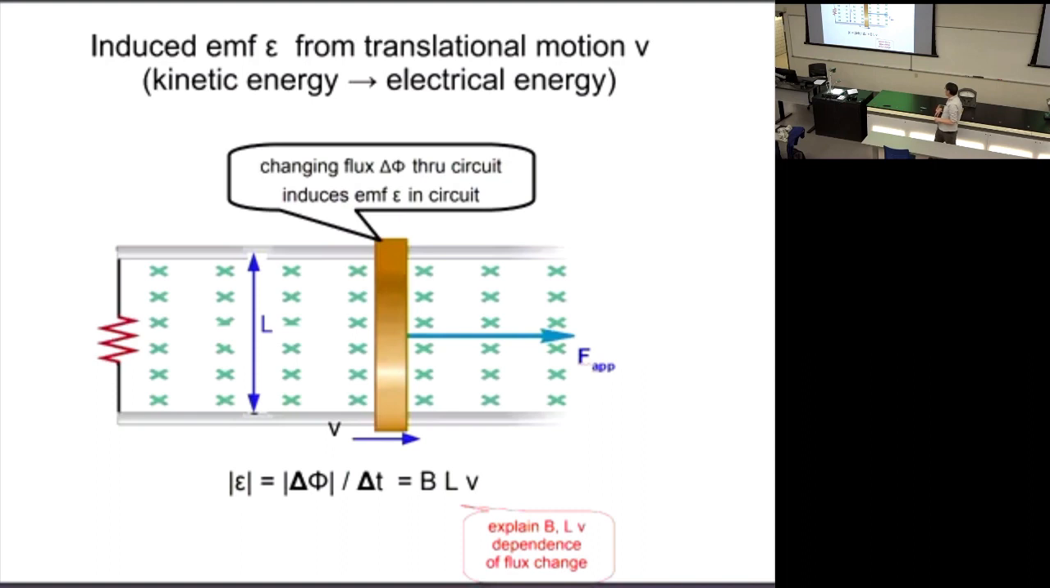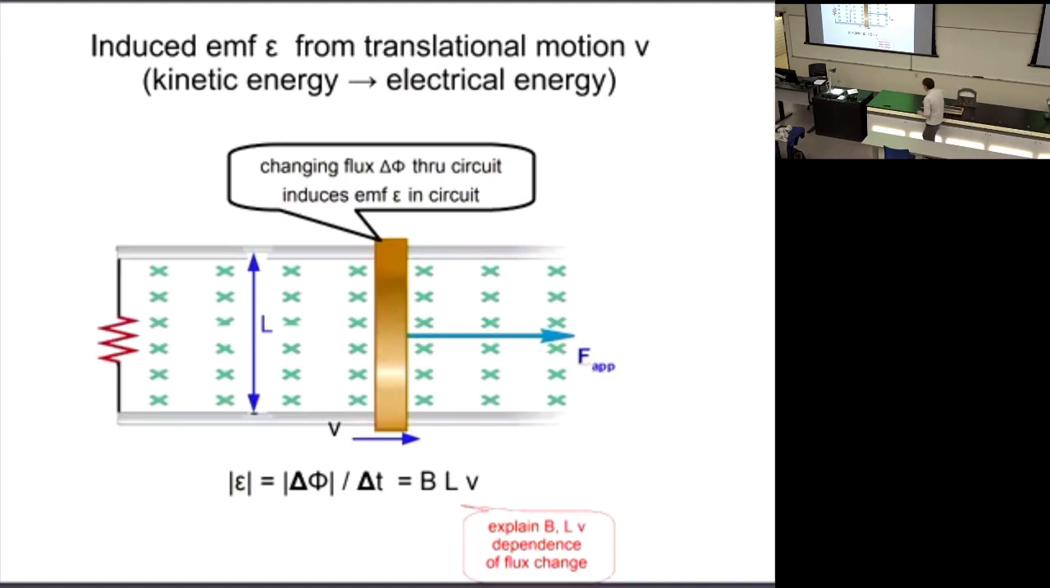Finally, the length of the rod. Imagine we made the rod twice the length. It would capture in the circuit twice as many field lines. And so when I move the rod, I would be changing the flux by twice as much. If I made the rod only half the length, it would capture only half the number of field lines. And therefore, if I move the rod, it would change the flux by only half the amount. So it also makes sense that the induced EMF depends on the length of the rod.